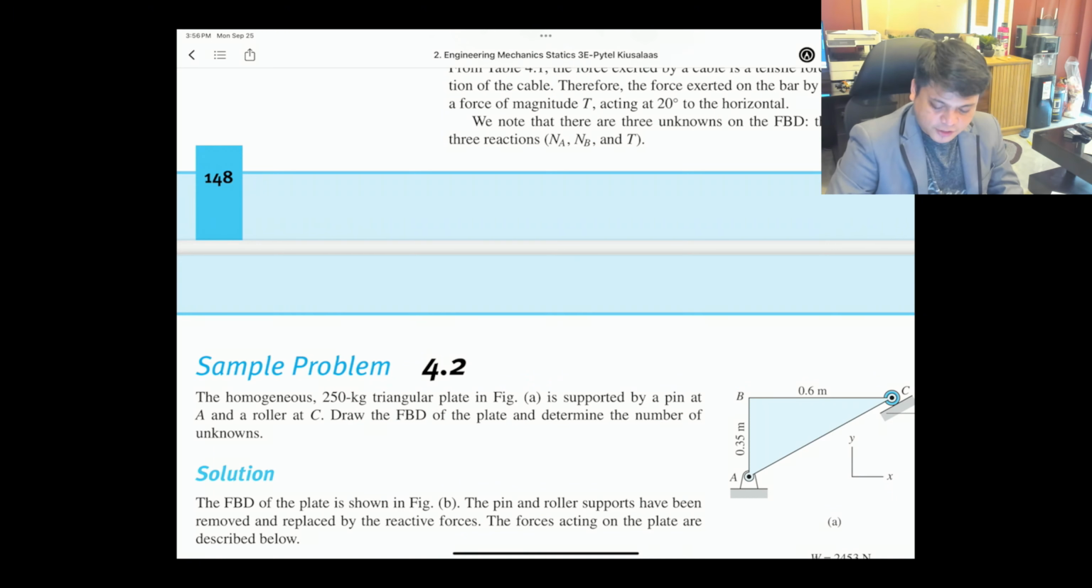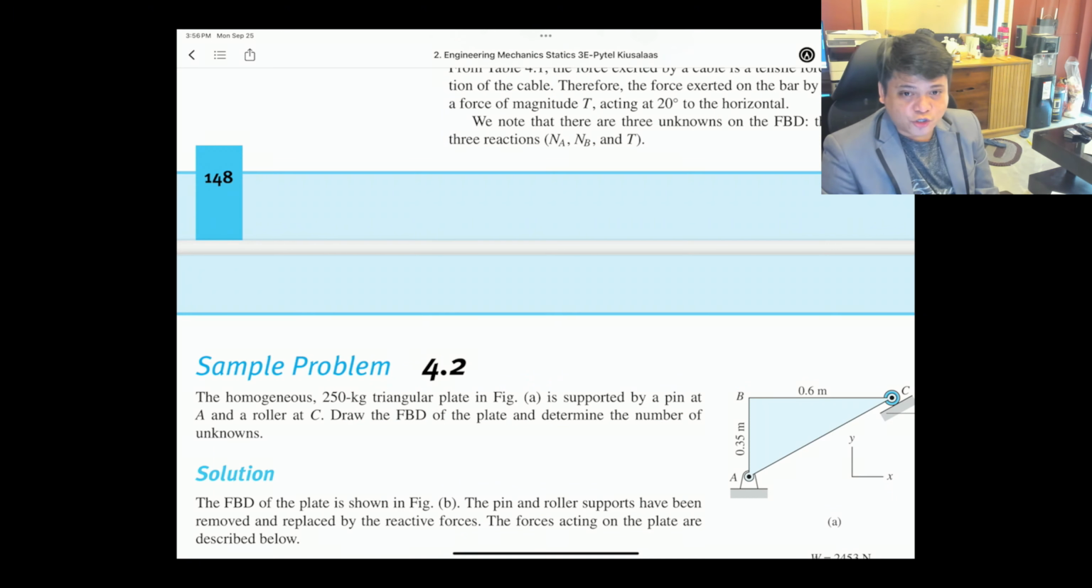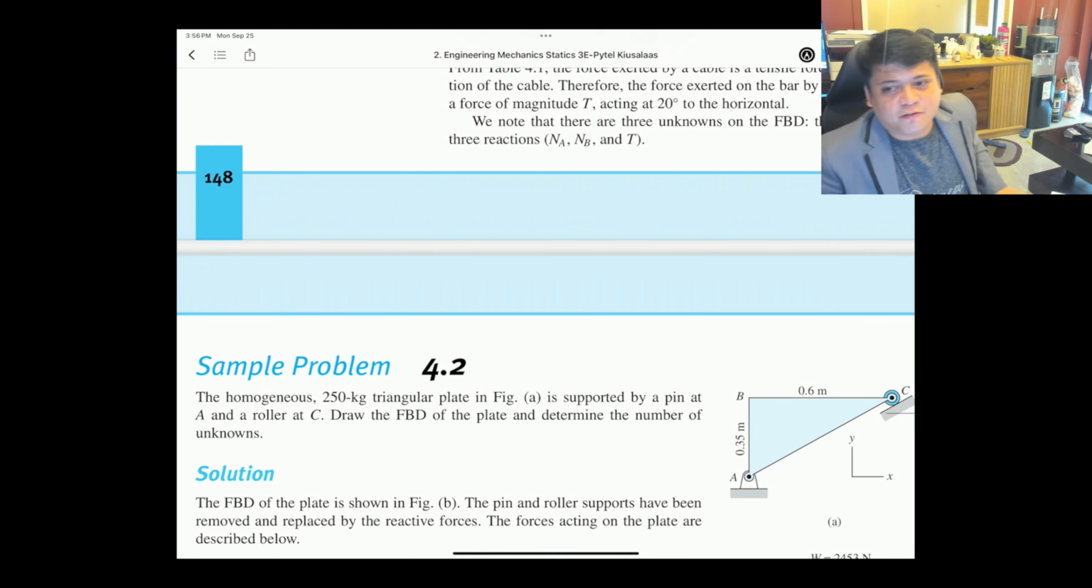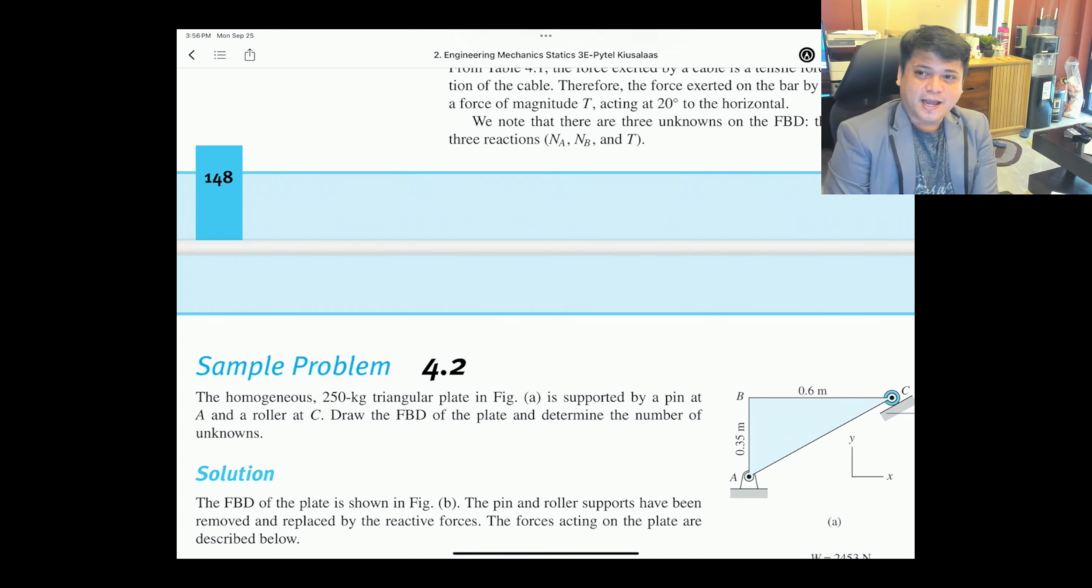Okay? So, let's have this problem 4.2. So, homogeneous 250 kilogram triangular plate in figure A is supported by a pin at A and a roller at C. Draw the free body diagram of the plate and determine the number of unknowns. Okay. So, again, ang meron lang sa kanya is yung pinaka-weight niya. So, i-drawing muna natin yung pinaka external loads niya. Okay?